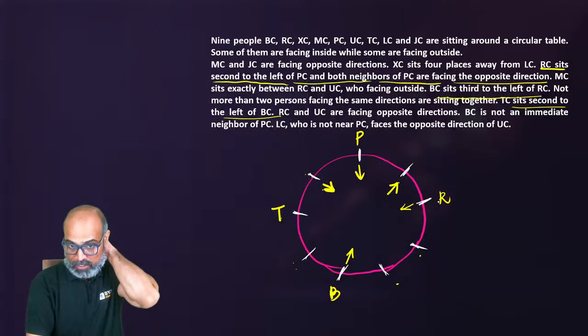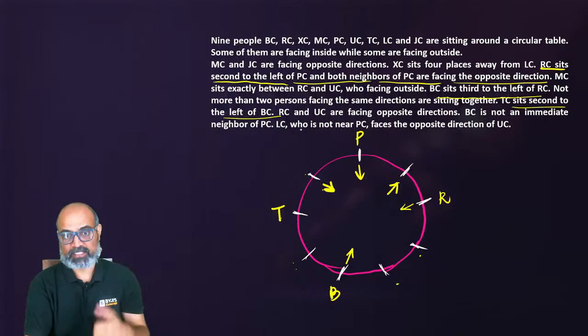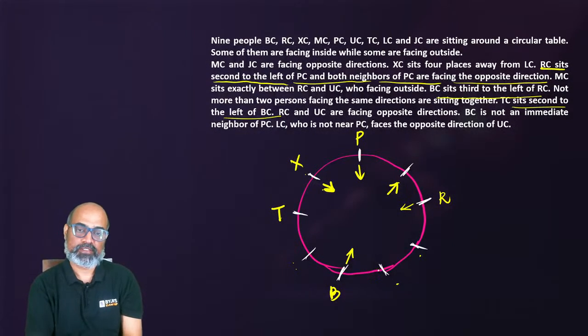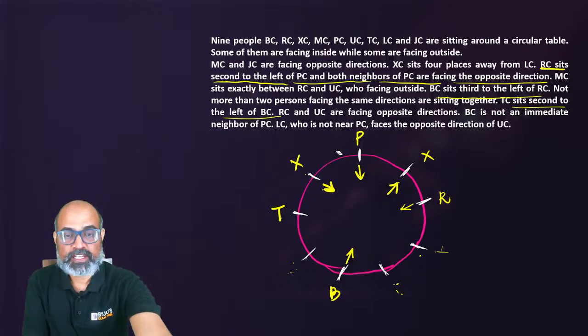Okay, so where can we put X? Suppose we put X over here. So we will have 4 places away: 1, 2, 3, 4. So this is where L would be, or L could be over here. If X takes this position, the only 4 places we are left with will be this one. If X takes this, the position is going to be specific. So we have a lot of places where X can go.